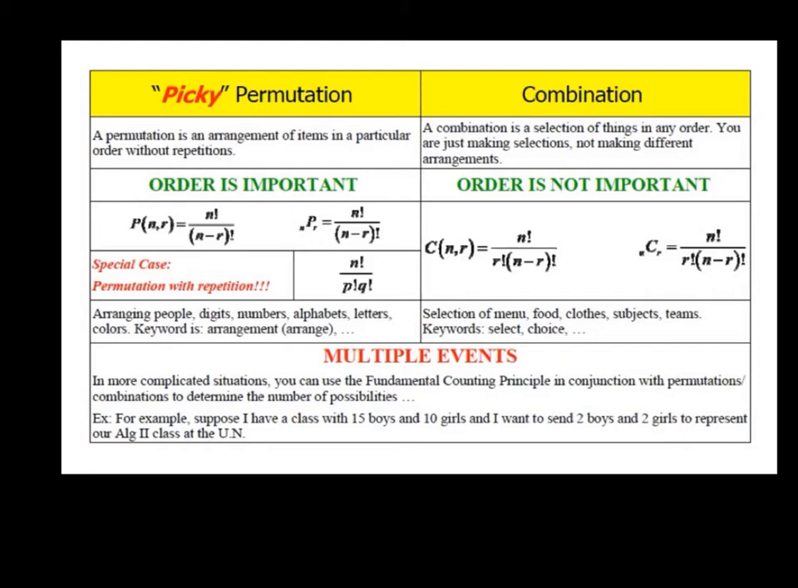We're going to look a little bit at permutations and combinations, and I think this chart is helpful when it comes to that. Now it says pick a permutation. So a permutation is an arrangement of items in a particular order without repetition. And a combination is a selection of things in any order.